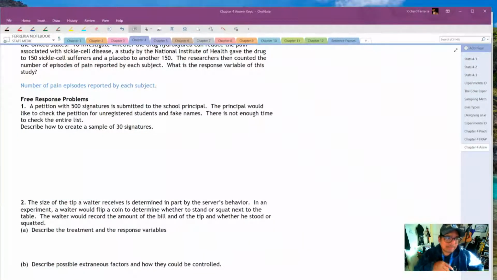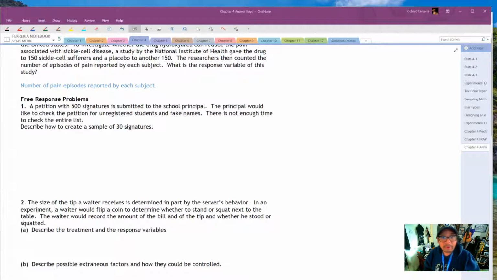Number 1. A petition with 500 signatures is submitted to the school principal. The principal would like to check the petition for unregistered names and fake names. So there's not enough time to check the entire list. So describe how to create a random sample. It's just a sample, but I imagine we want a random sample of those 30 signatures.